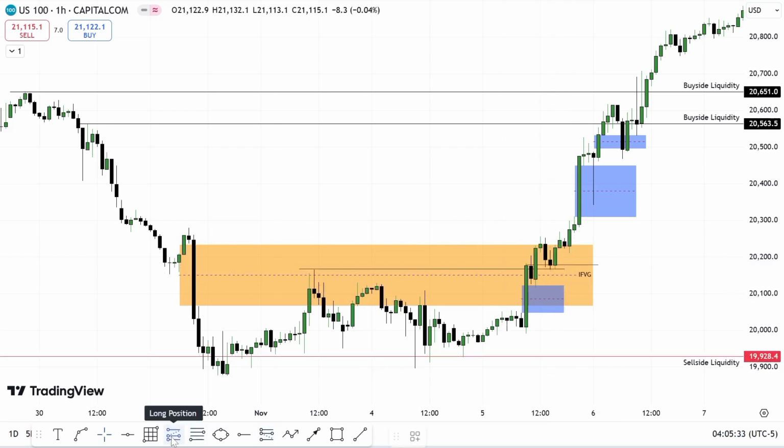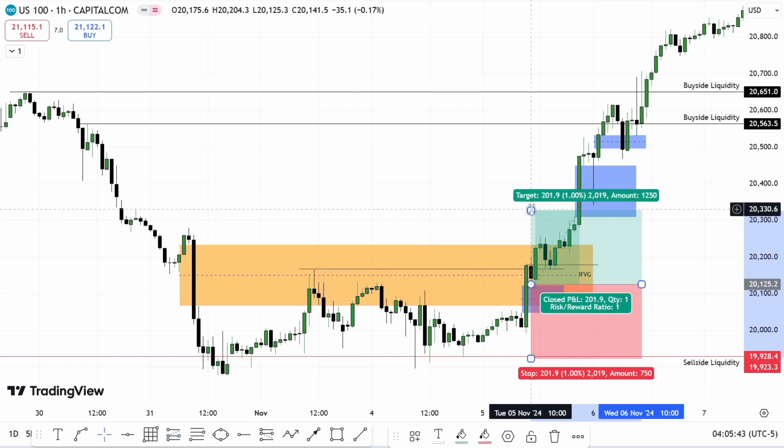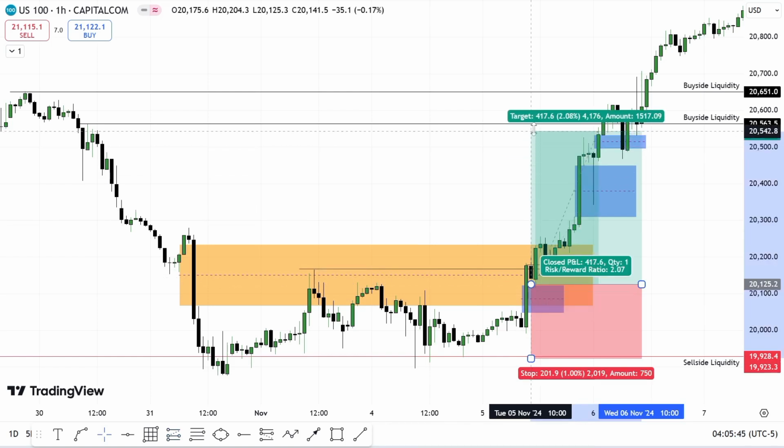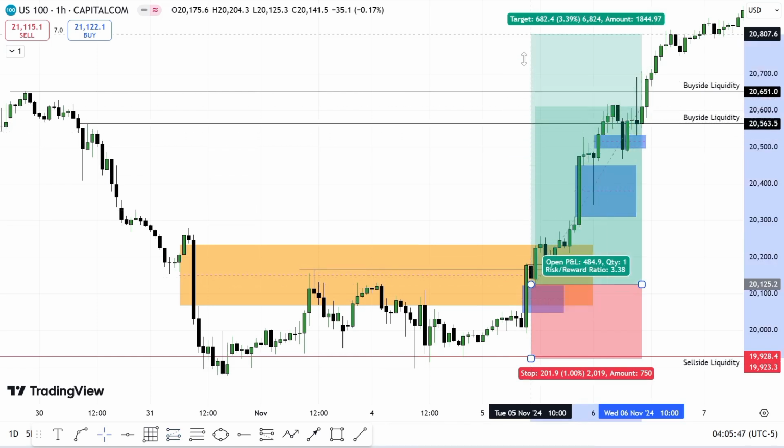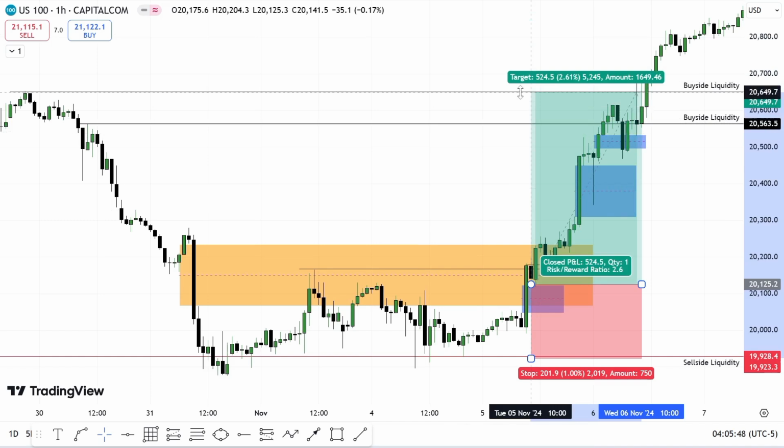So the entry is going to be just right at probably this. If you want to be a little bit aggressive, you can use this bullish fair value gap here to take it to this buy side first as your partials. Then you can hold it for this here as your next target.